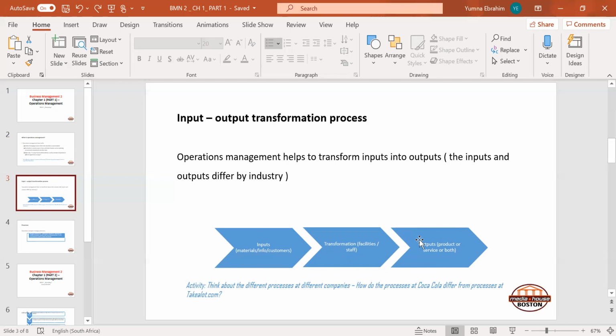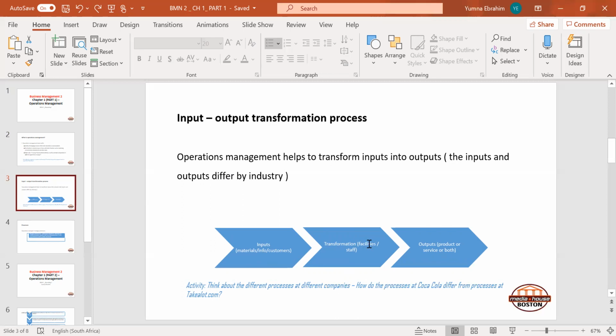We also can think about your hairdresser. Your hairdresser gives you a service. Okay, so they use certain inputs, shampoos, equipment for the hair. They then transform your hairstyle, and the output is now a new look for you. Okay, so the input-output transformation process is applicable to every organization. It's just that the inputs differ, so the materials, information, customers can be regarded as inputs. The transformation can happen via facilities.